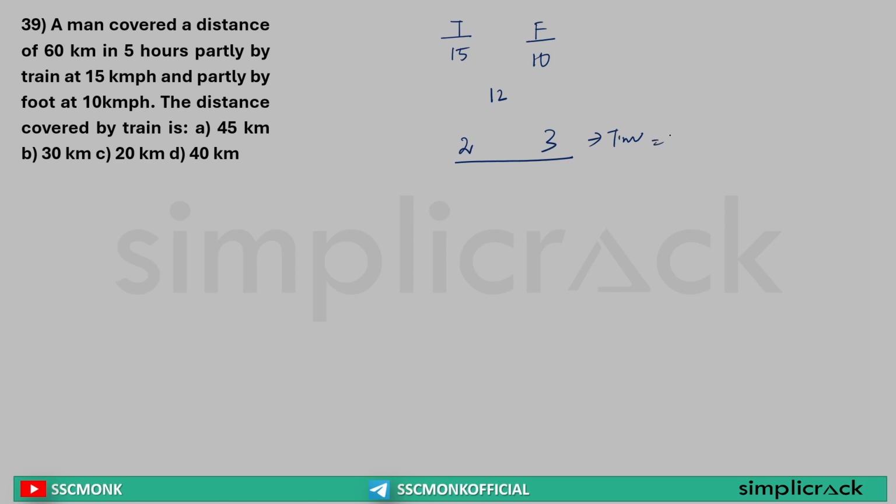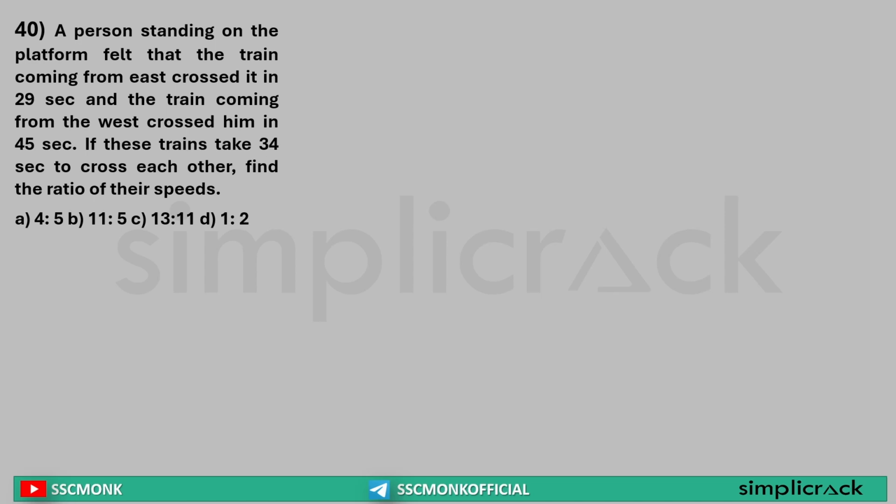So total is equal to what? 5. Now this is equal to 5 hours. So he traveled 2 hours in train, 3 hours on foot. So the distance covered, speed into time is equal to distance, that is 15 into 2 is equal to 30 km. So the distance covered by train is equal to 30 km. Clear?